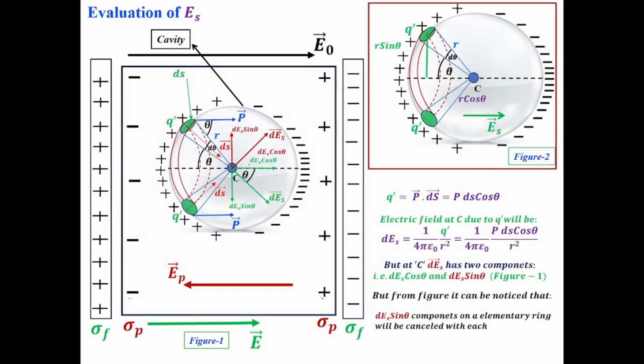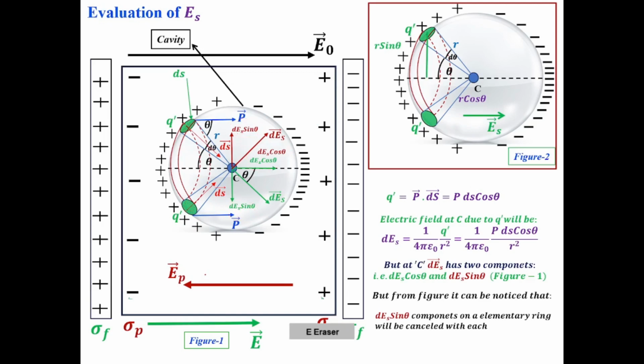So here we can find that the ds sin theta component of this surface and the ds sin theta component of this surface are opposite to each other and equal in magnitude. So both sin theta components will cancel each other. Due to these two surfaces, the net electric field intensity is nothing but the addition of these two components.